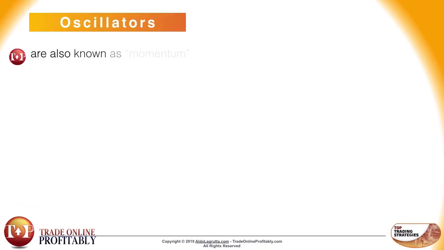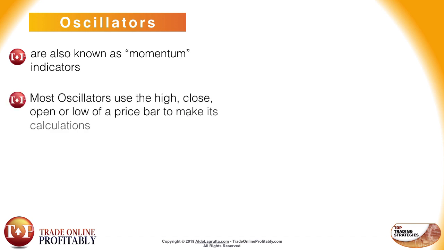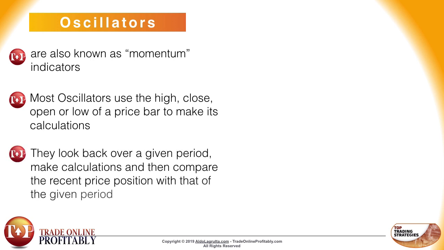Suffice it to say that oscillators are also known as momentum indicators, and they can be extremely helpful if used at the appropriate time. Most oscillators use the high, close, open, or low of a price bar to make its calculations. Oscillators look back over a given period, make calculations, and then compare the recent price position with that of the given period. That's all. One should not expect to get valid and consistent trade signals out of that.